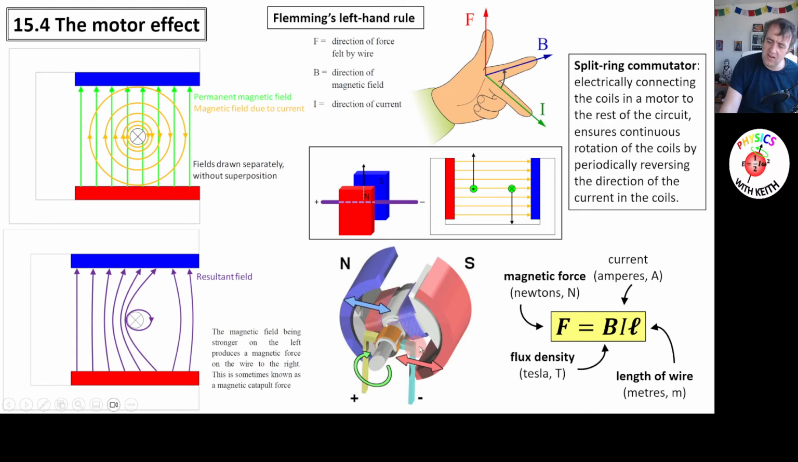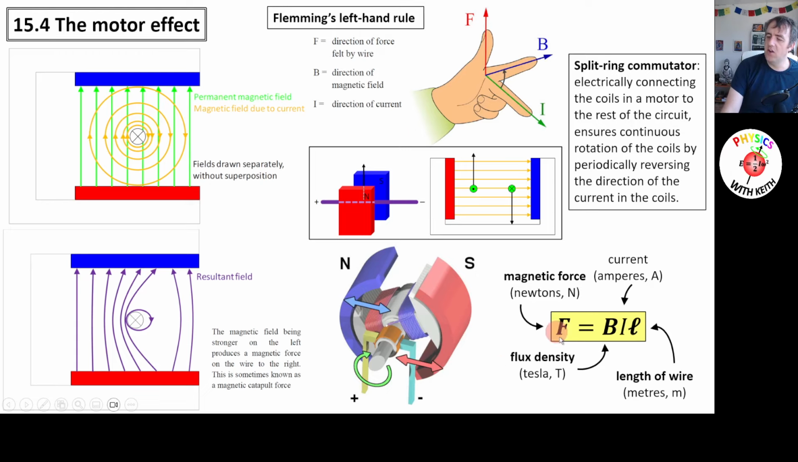If we take our commutator and we split it, then we are able to change the direction of the current through the coils every half a turn of those coils. So now we have a way of maintaining electrical connections, but also switching the direction of the current. So we can get continuous rotation of coils by using a split ring commutator. Yeah, you do need to know that. It's complicated, but you do need to know that.